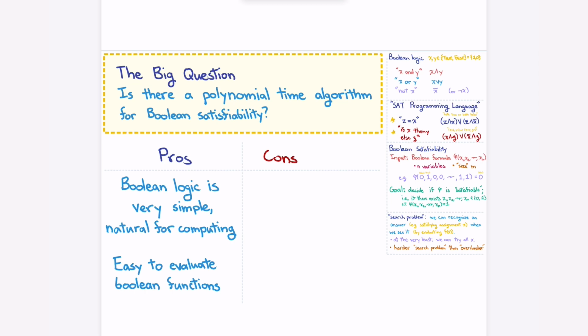Cons, does anyone want to suggest cons? Why we shouldn't expect an algorithm? Question we haven't really asked before in this class.